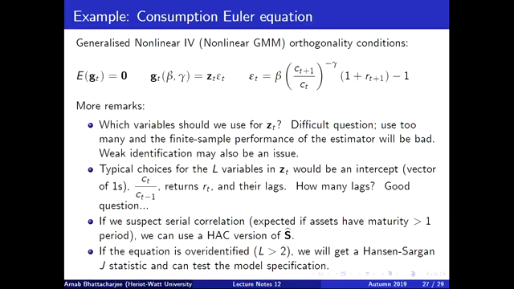Okay, what else? What variable should you use for zt? That is a difficult question, right? Because consumers, where do they get information from? It's anything in the past, right?